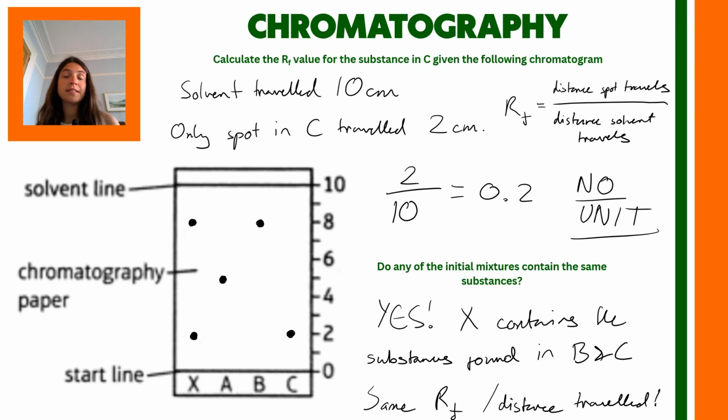You can also use these things to check whether your substance is pure or not. So a pure substance, you won't get more than one dot, like, for example, substance C here. But an impure substance, like substance X, which is a mixture, you will get it separated out into those 2 dots that you see along the X column there.